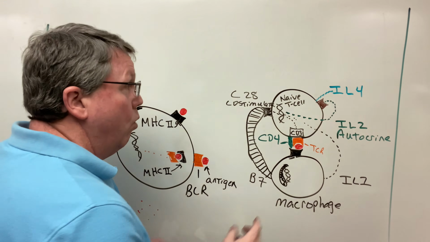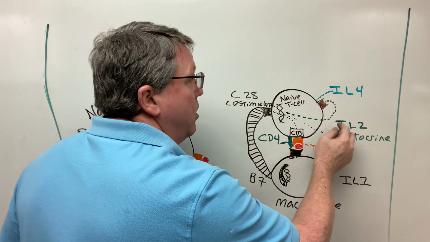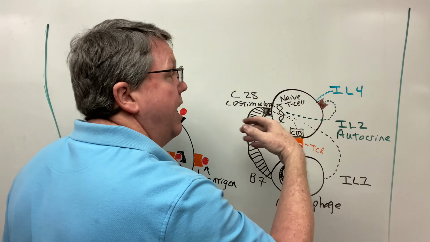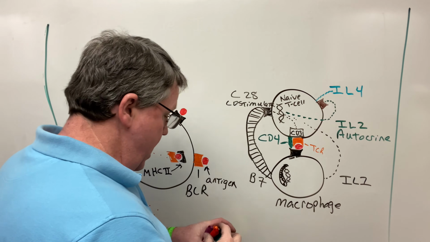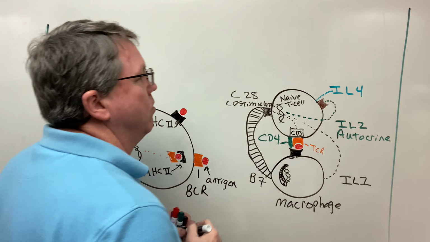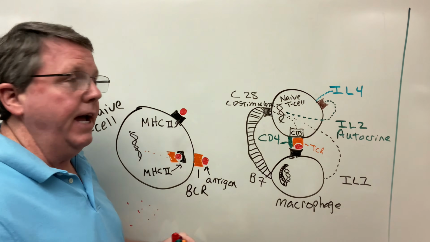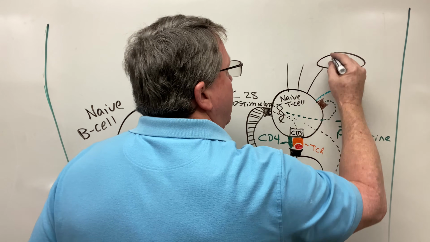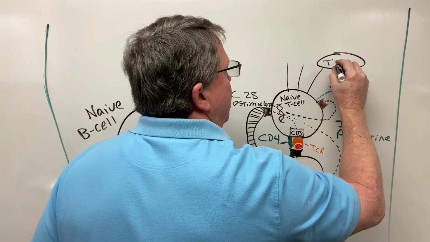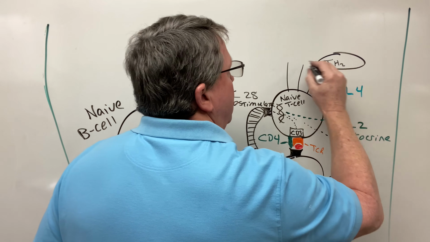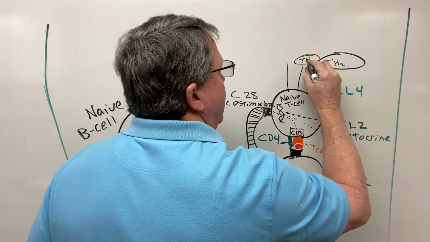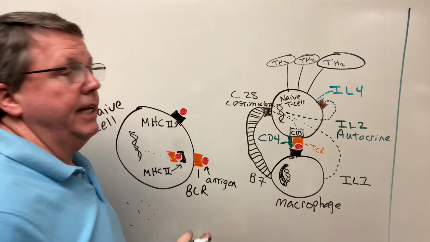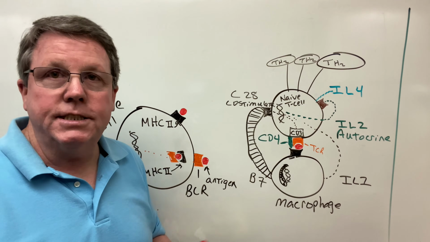So now that I have interleukin 4 and interleukin 2 stimulating this T cell, it becomes active, so now it's an active T cell. And when it becomes active, what it's going to do is it's going to start to multiply. And when it multiplies, it's going to make T helper cells number 2, Th2 cells. Okay? There's Th2 cells. Now, what do the Th cells do?